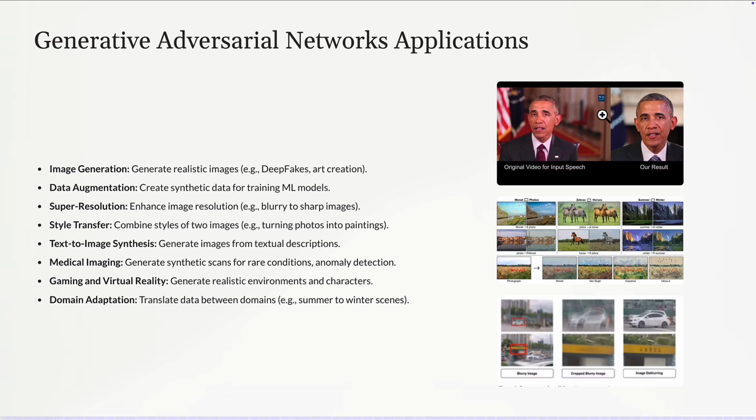to improve the classification. And it was used in several aspects: super resolution, text to image generation, generating images from textual description, medical imaging, generating synthetic scans for rare conditions, anomaly detection that could be used for data augmentation, gaming and virtual reality, and also domain adaptation. So domain adaptation, this is one of the things that we have worked on.